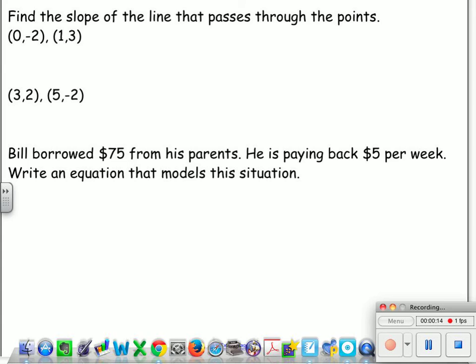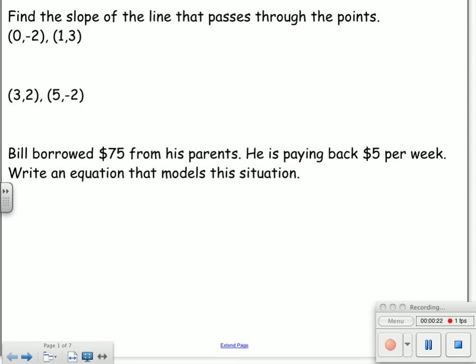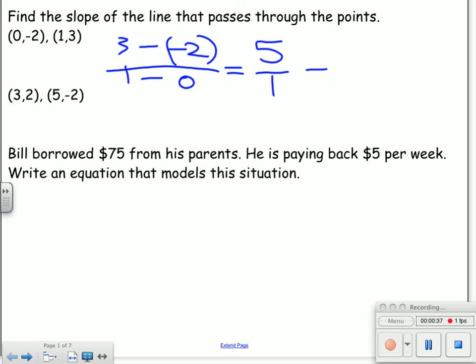So to figure out the slope of these 2 points, 0, -2, and 1, 3, remember, it's 3 minus -2 over 1 minus 0. 3 minus -2 is going to be 5 over 1. So the slope is just going to be 5.